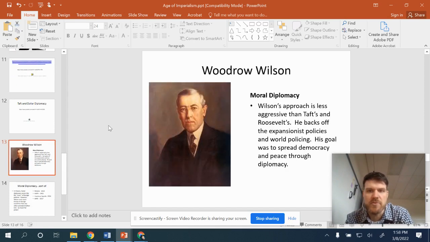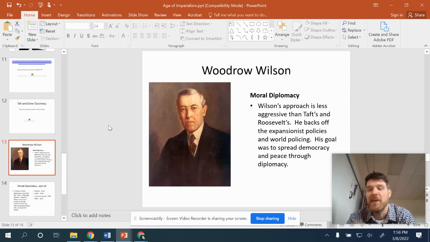Okay, let's skip down to Woodrow Wilson. Wilson's imperialist policy was known as moral diplomacy. So, on paper, less aggressive than Taft's and Roosevelt's. We're not going to flex our military muscles like Roosevelt and the Roosevelt corollary. We're not going to invest tons of money and resources in developing Latin American countries. He's basically trying to back off from these expansionist policies and world policing. His goal was to sort of spread democracy and peace through diplomacy.